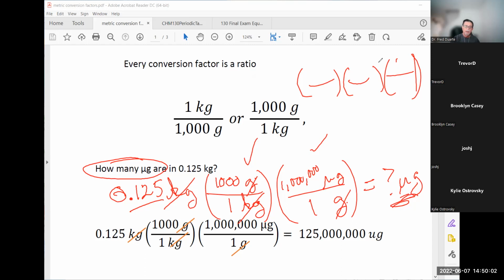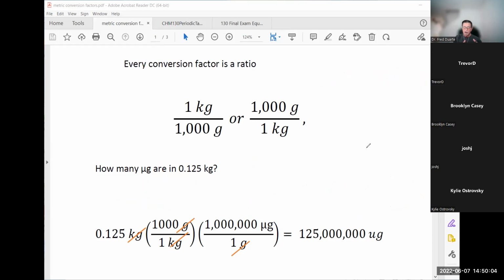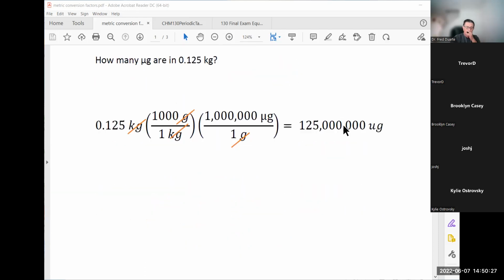And that is by setting up the problem, keeping track of your units, okay? Writing down what you're given in the problem, writing down the units that you're looking for, and then putting in factors in between ratios such that the units cancel out, and then just do the mathematics, keep track of your sig figs, and you're good to go, okay? All right.